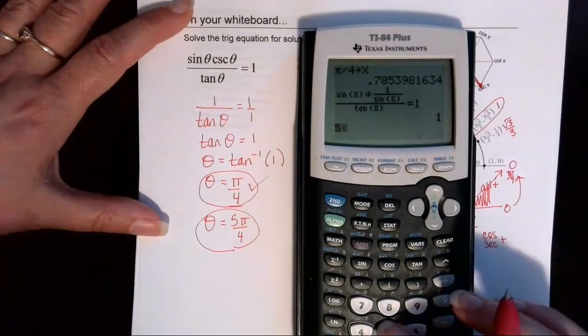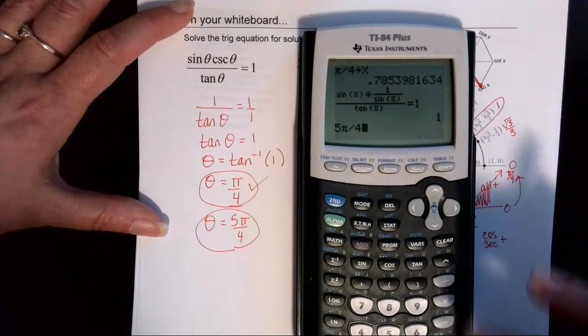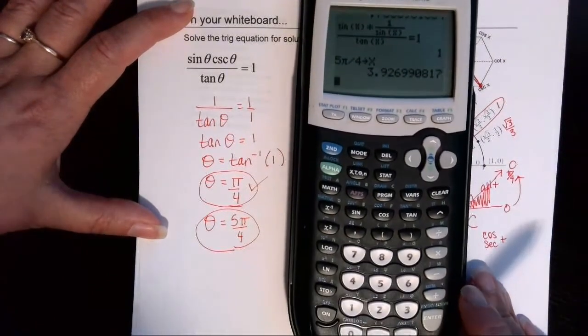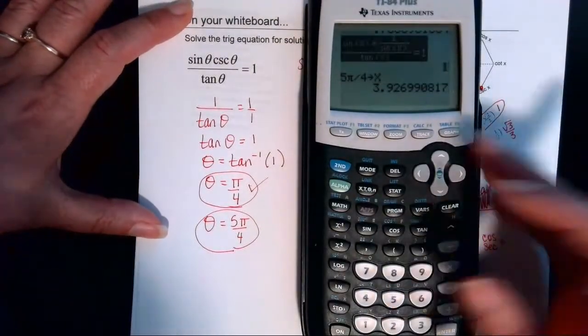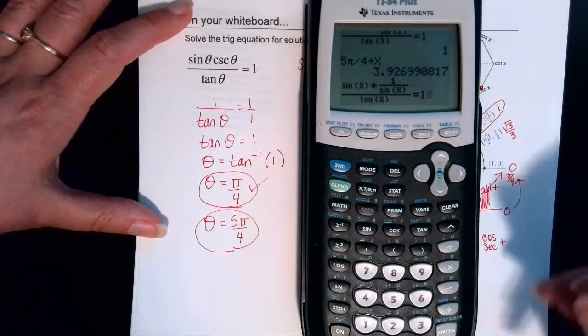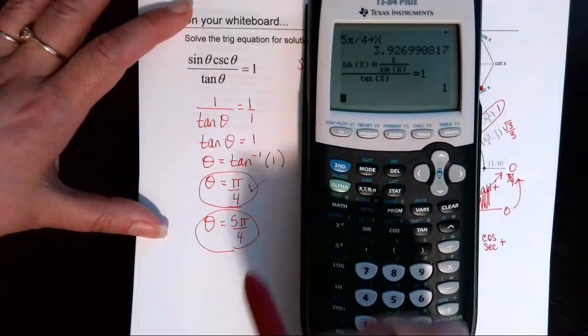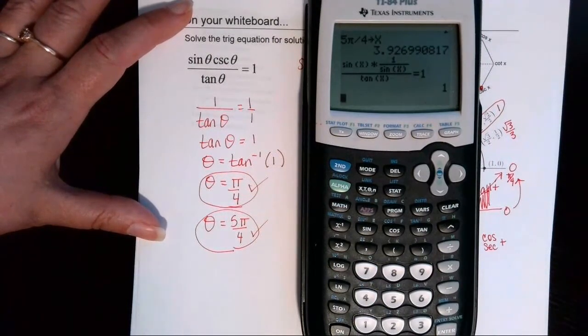Okay, now we're going to check 5 pi over 4. So we'll store that as our x and press enter. And now we can arrow up to grab that equation that we typed in previously so that we don't have to type it in again, and press enter, and we get another 1, and so that solution also checks. And those would be the two solutions for this trig equation over the interval 0 to 2 pi.